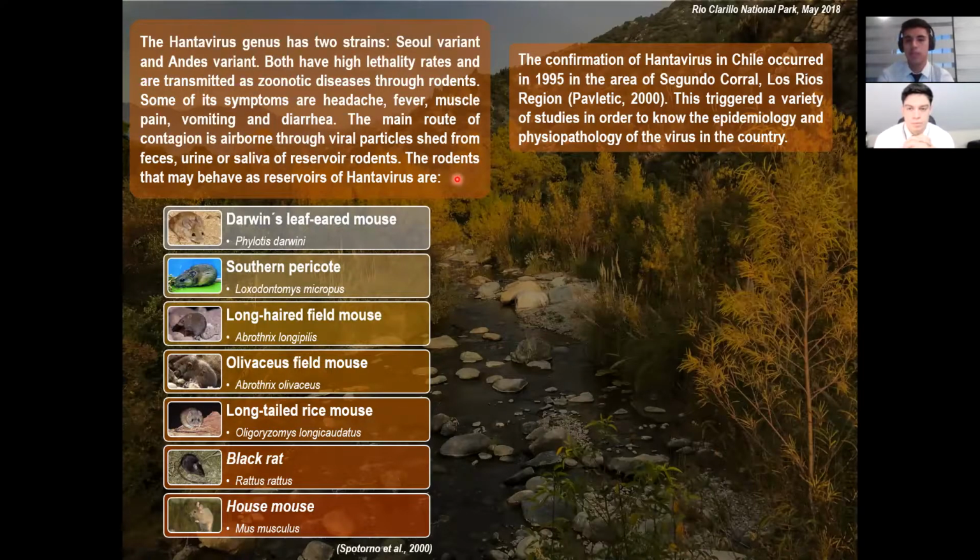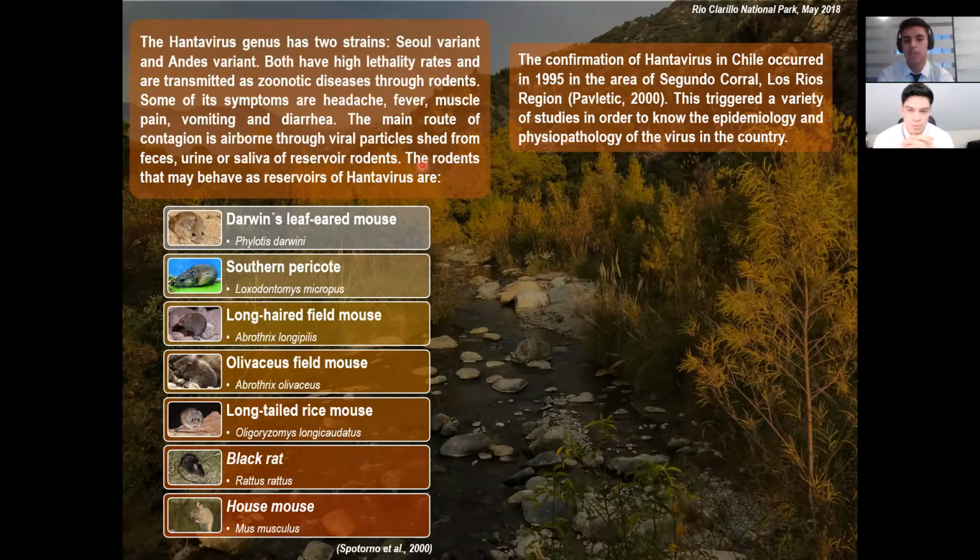It is caused by a virus with the same name, and it has two main strains, the Sin Nombre variant and the Andes variant. The confirmation of hantavirus in Chile happened in 1995 in the South Zone. It is classified as a zoonotic disease, meaning that the way of contagion goes from animals to humans, in this case from rodents, via shed particles in the air coming from feces, urine, and saliva.